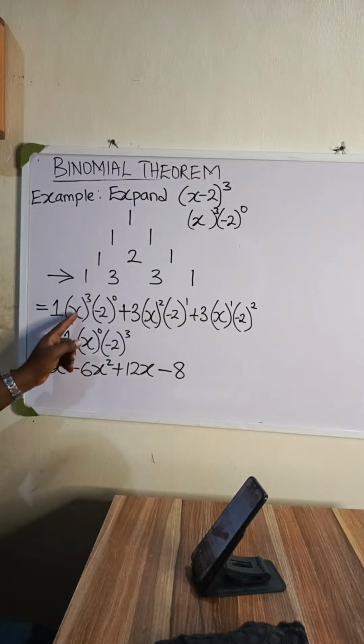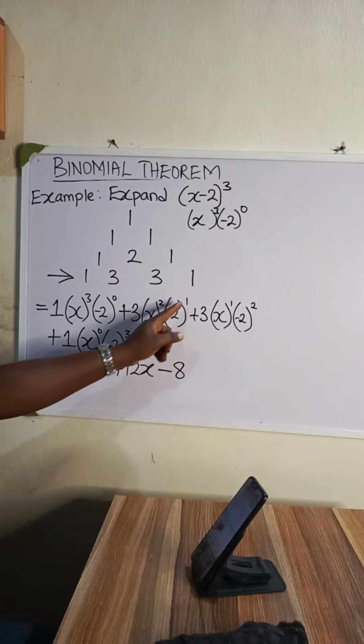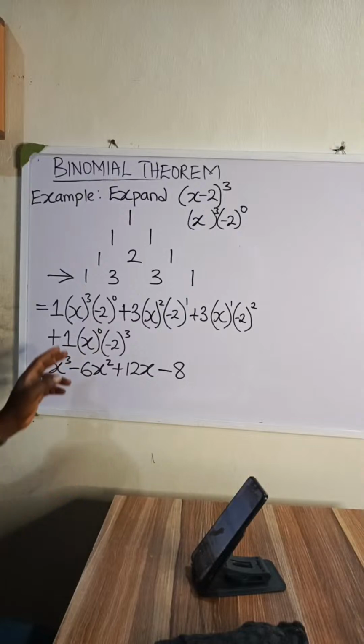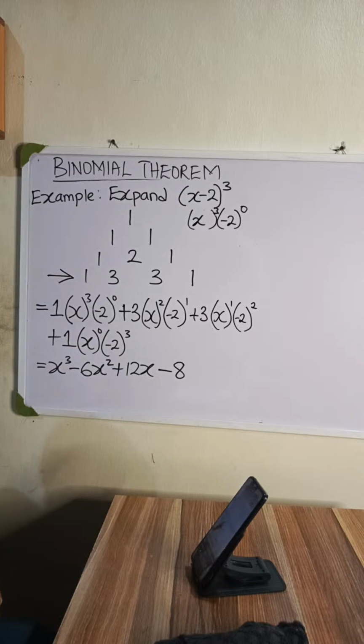So here we have x to the power of 3 times minus 2 to the power of 0, x to the power of 2 times minus 2 to the power of 1, x to the power of 1 times minus 2 to the power of 2, x to the power of 0 times minus 2 to the power of 3. So while x is losing exponent, minus 2 is gaining exponent. Okay? So next, you simply expand this.